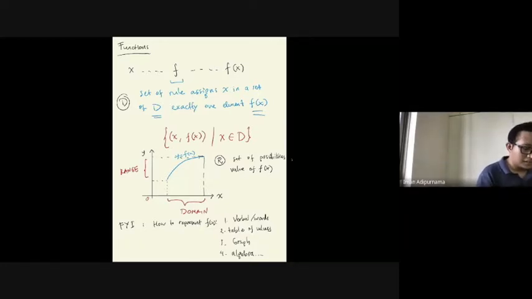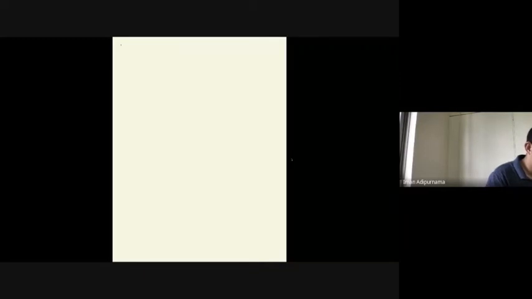Okay. I want to talk about domain first. About domain, I will write again: set of all possible inputs of functions. So I will just name a few, and this already includes all important functions in calculus about domain.